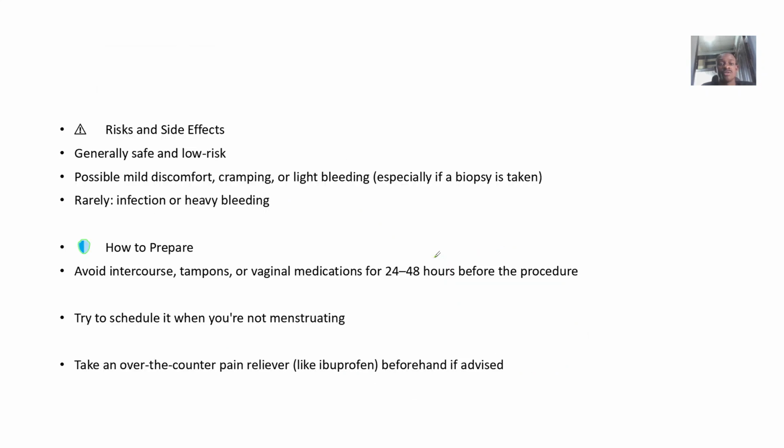All right. So risks. All right. So it's generally safe. Sometimes just mild discomfort. So how to prepare? The person has to avoid sexual intercourse for about 24 to 48 hours. No vaginal medications before the procedure.